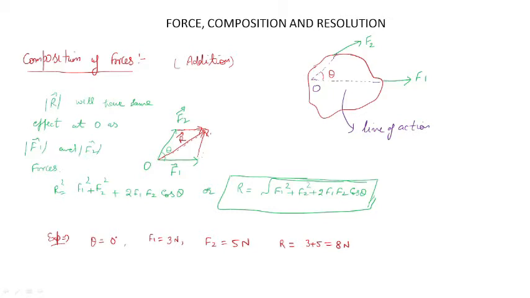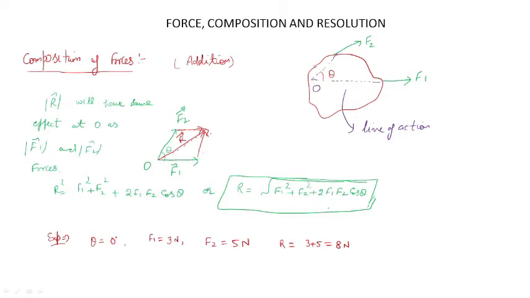So from the law of the parallelogram, if F1 and F2 represent the two adjacent sides of the parallelogram, then the resultant force will be in the direction of the diagonal of the parallelogram. So we can write the resultant of the forces F1 and F2 as R is equal to root F1 square plus F2 square plus 2 F1 F2 cos theta.